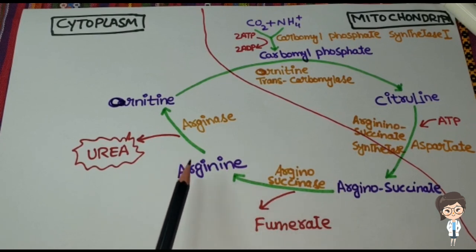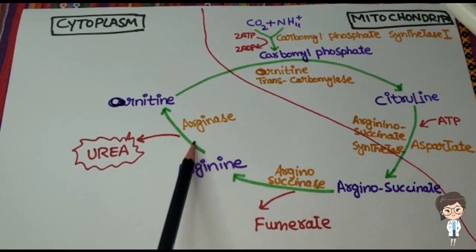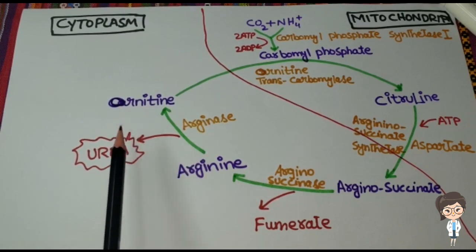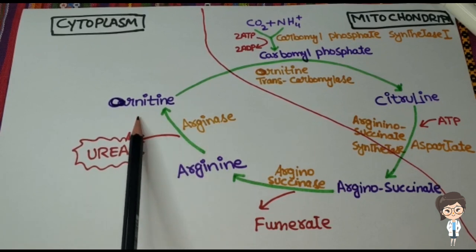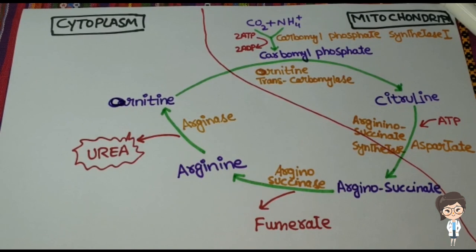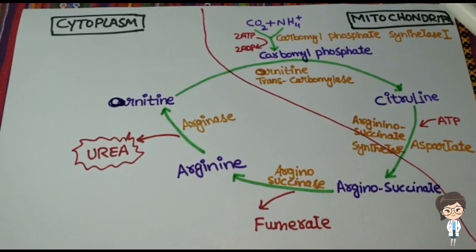Now in the last step, this arginine in the presence of arginase enzyme will form ornithine and urea. This ornithine is utilized back into the urea cycle, but urea is a water soluble compound and dissolves into the blood and is transported towards the kidneys to be excreted in the form of urine. So, this is all about the urea cycle.